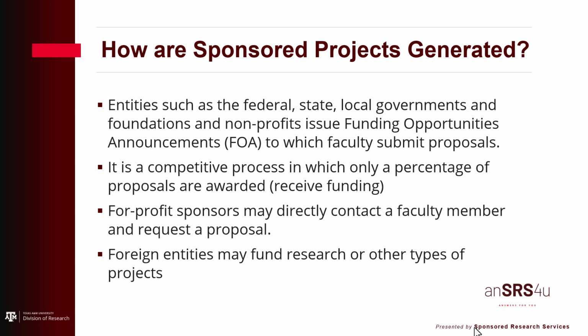For some federal sponsors, the success rate to have your proposal funded is around 20%, and it may take 9 to 12 months after the submission of the proposal before an award is made. Generally, for-profit sponsors may directly contact a faculty member and request a proposal, resulting in an award. Foreign entities may also fund research or other types of projects.